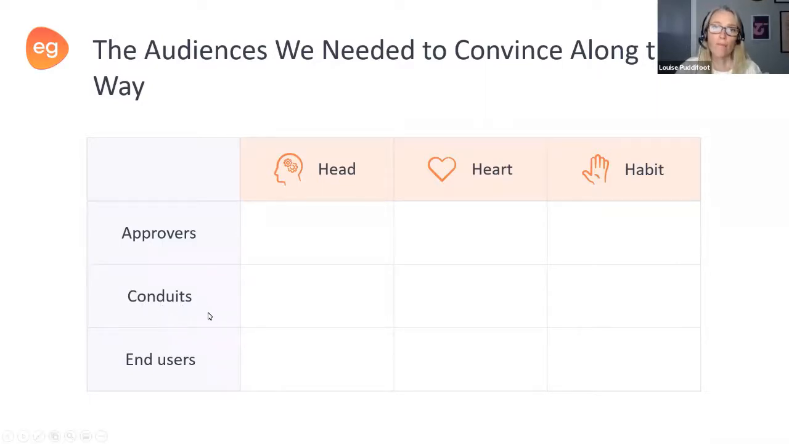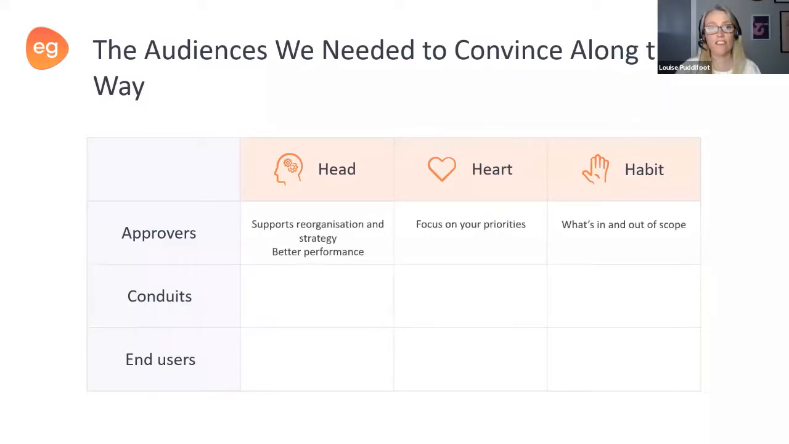So for us, our main approvers were the budget holders. So the president of talent engagement and development and the chief HR officer first and foremost. And for us, this was a relatively easy conversation in that they wanted us to focus on their strategic priorities. So the work that we were doing was really supporting that reorganization, supporting that strategy, and enabling better performance. From an emotional perspective, it was focused on their priorities. It would make them look good. And it also meant we had all those things that we were going to stop doing covered.